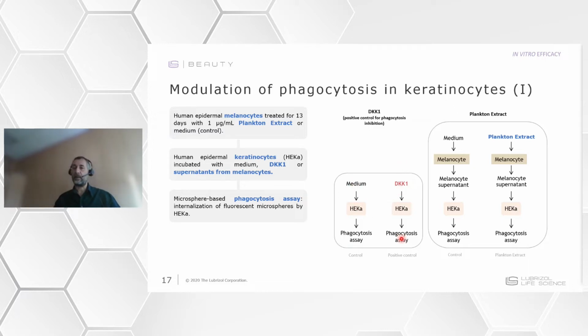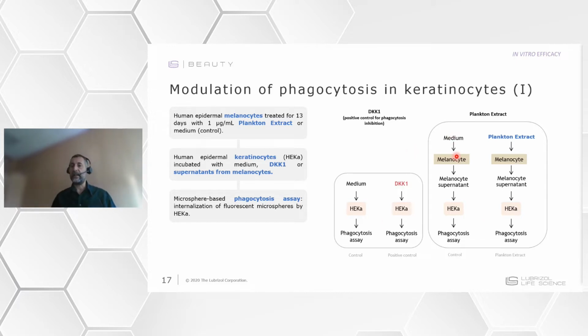We have also a second experiment that is adding some DKK1 in the cell culture, in the keratinocytes. As we have commented previously, this protein is reducing the transfer of the phagocytosis. So in theory, adding this DKK1, we should observe less phagocytosis. The amount of internalized fluorescent microspheres inside the keratinocytes will be lower than in normal conditions. The second set of experiments was done in combination with melanocytes and keratinocytes, and also with our plankton extract.